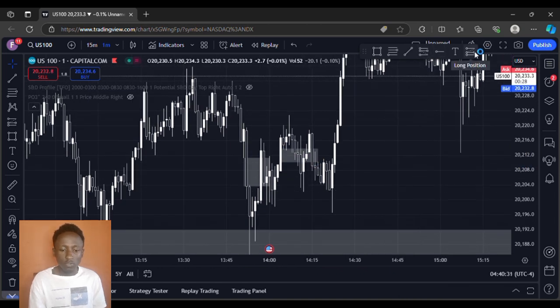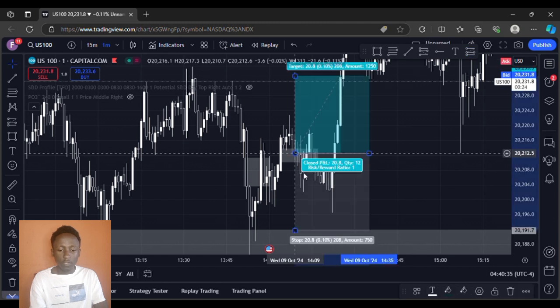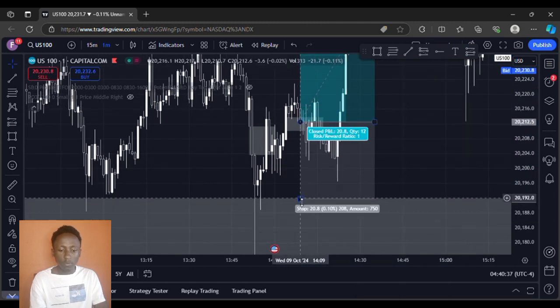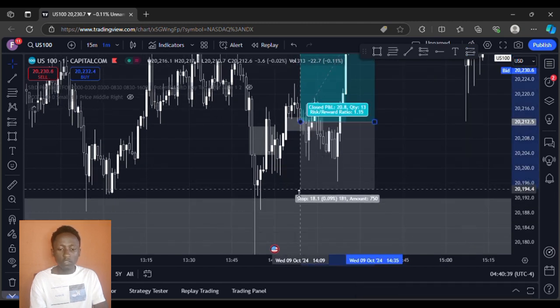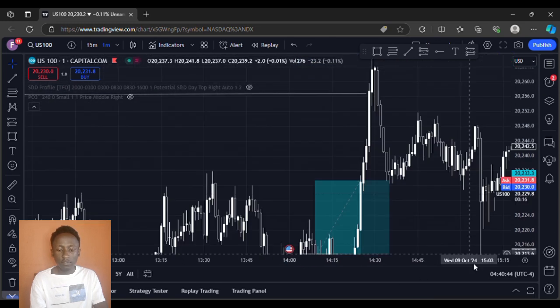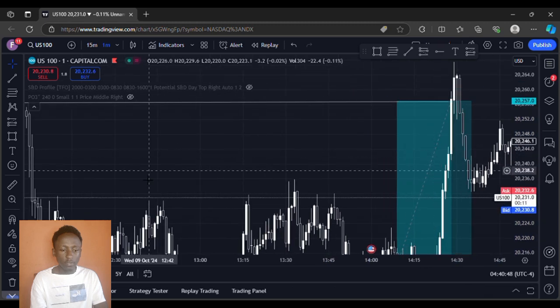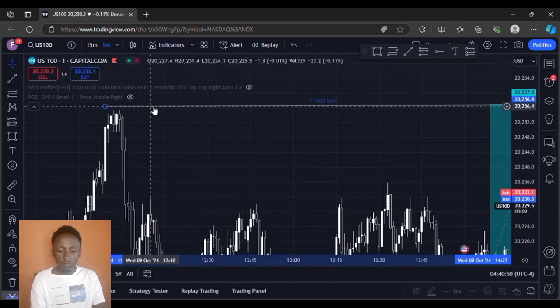I took a long position around here and I put my stop around here, and I was targeting this high. Yes, this high was what I was targeting.